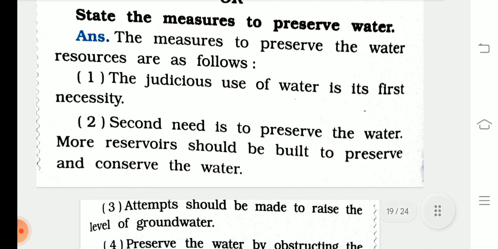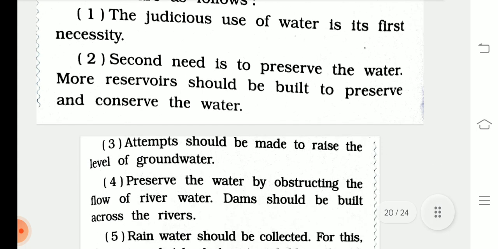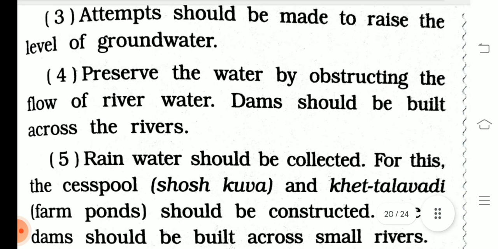The point was, it is given, you have to write only 6.67 points. Here it is given, I think, 10 points, so you can copy down whichever is easy for you. The judicious use of water is its first necessity. Second, a need is to preserve the water. More resources should be built to preserve and conserve the water. Third point, attempts should be made to raise the level of groundwater.